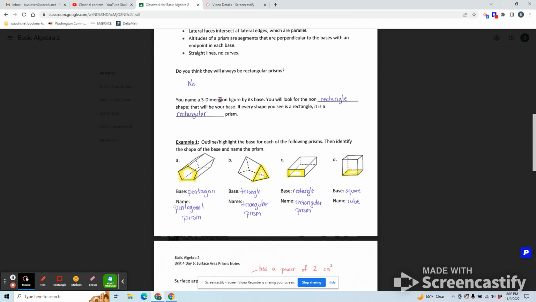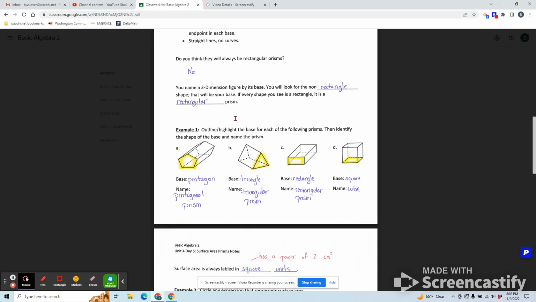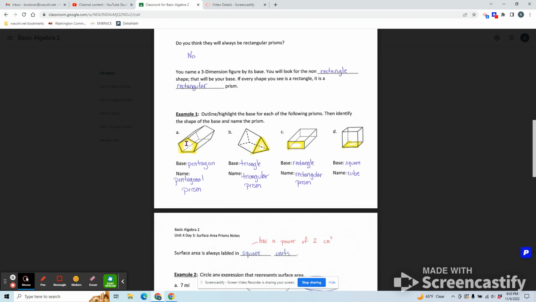So you name a three-dimensional figure by its base. You will look for the non-rectangle shape, and that will be your base. Okay? Since we're focusing on prisms, you're looking for a non-rectangle shape. If every shape that you see in the drawing or in the figure is a rectangle, it's a rectangular prism. So I'm going to start you out early by tracing out, highlighting, outlining your base. And this is going to continue from today through the rest of the unit. And that's going to help us figure out how to name the shape. And it's also going to help us when it comes time to finding the surface area or the volume.